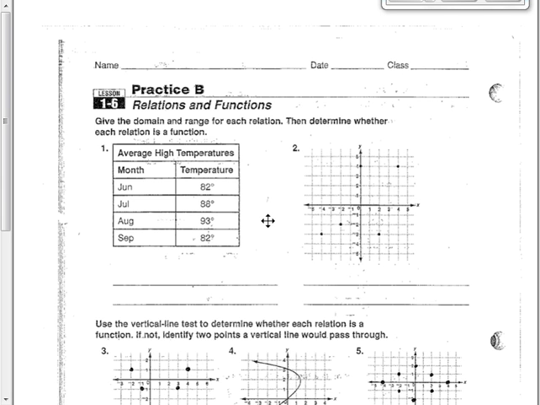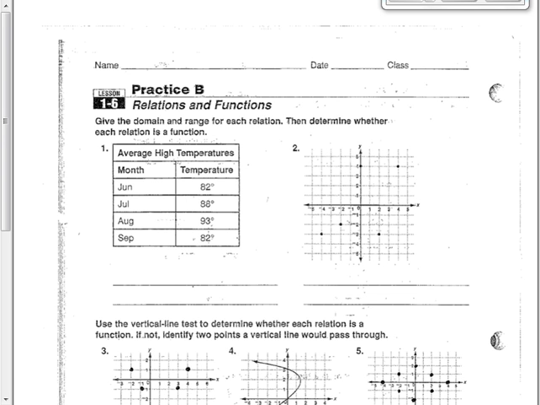Let's take a look at relations and functions. A relation is just, by definition, a set of ordered pairs. And so we've got a comparison. We've got two things that we're putting together, and so we want to then look at those and decide if they're functions.